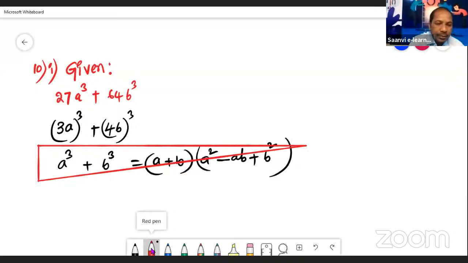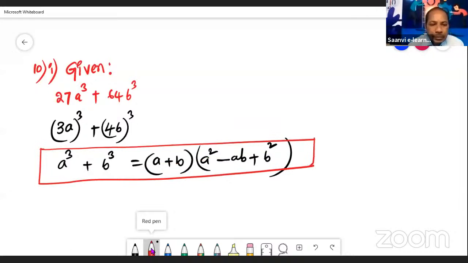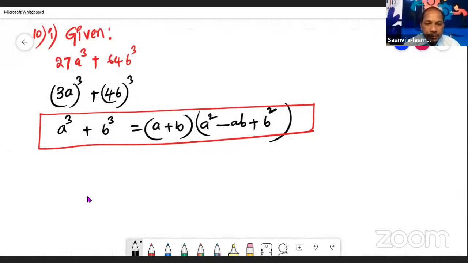So this is the formula, children. Now compare the values with the formula. Okay. So here in the place of a, how much is there? 3a is there. Every time we should take the values inside brackets. A and B values we should take inside brackets. Okay. Here a cube means 3a whole cube. So a means the bracket inside value. A is equal to 3a.